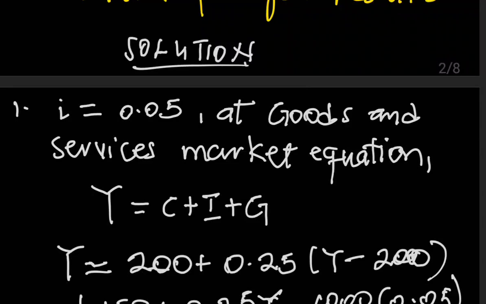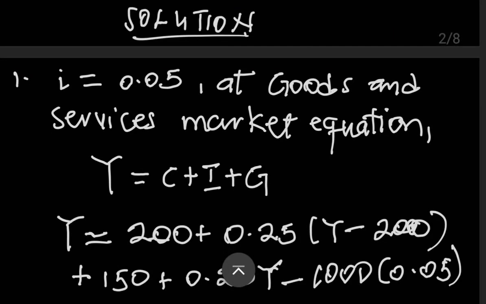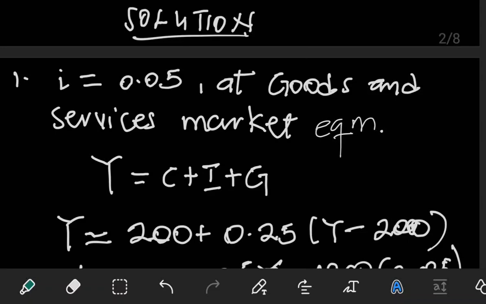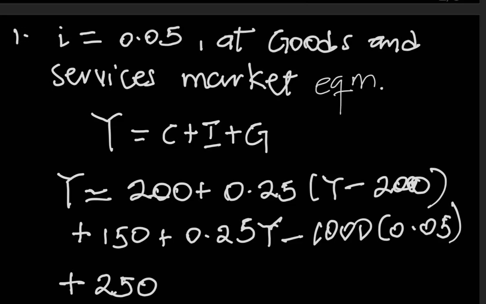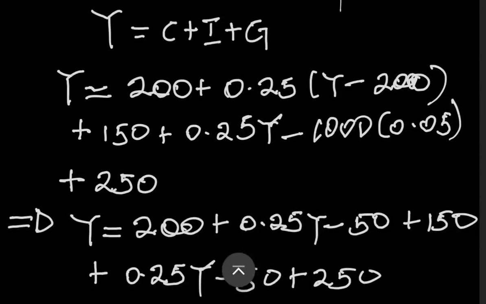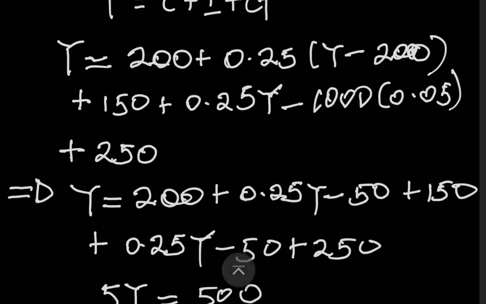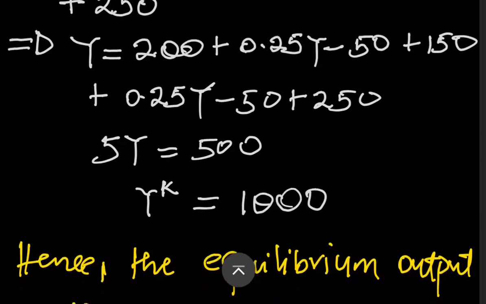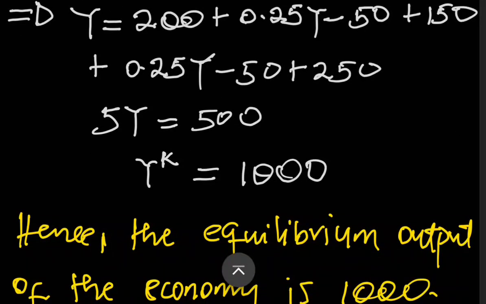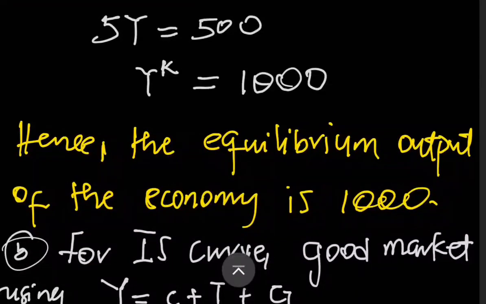So tackling this kind of problem, for A, the question gave i as 0.05 at goods and services market equilibrium. So Y is equal to C plus I plus G. You substitute in the values because the question has given it to you. You realize that Y is equal to 1000. So for A, we have found the equilibrium output of the economy, and it is 1000.